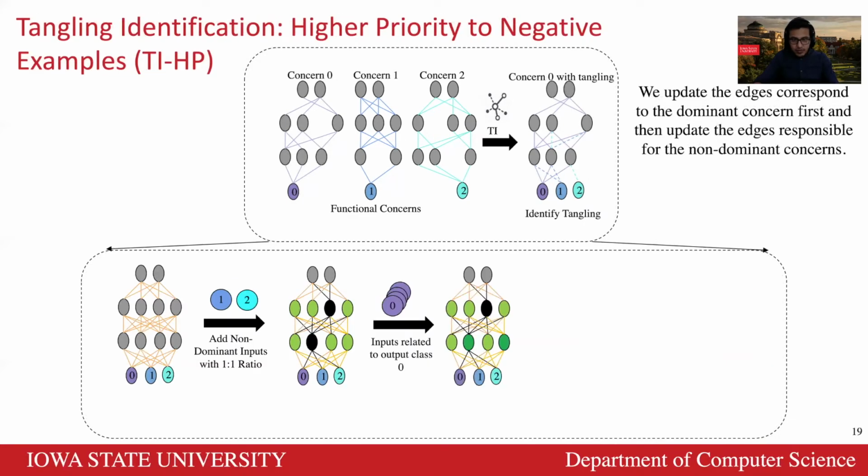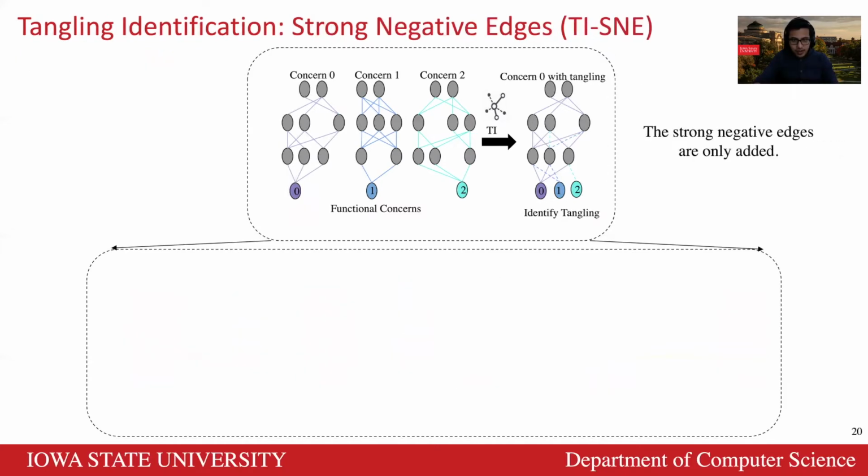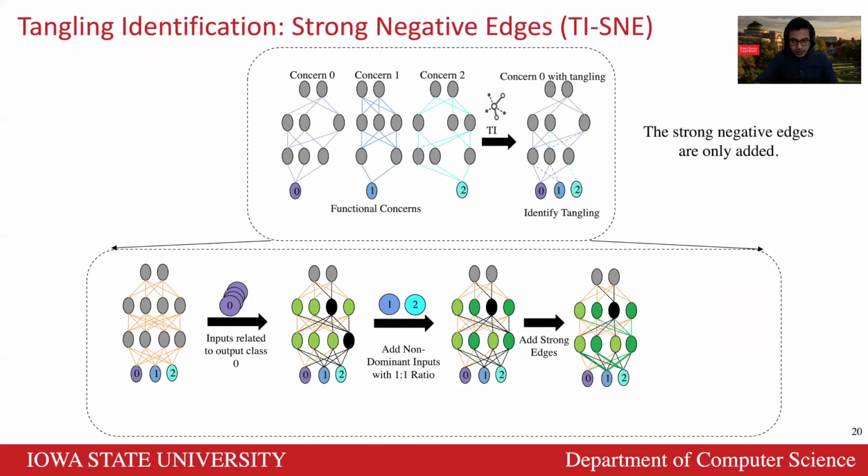Here, the negative output levels are assigned more priority over the dominant constraint by swapping the order of the edge update. For this, we update the edges corresponding to the non-dominant constraint first, and then update the edges responsible for the dominant constraint. Here, the edges related to the positive levels are updated before the negative ones. Furthermore, the strong negative edges are added by introducing a validation. To do so, the value of the probability has been changed from 0.01% to 50%, while keeping the other parts of the algorithm unchanged.